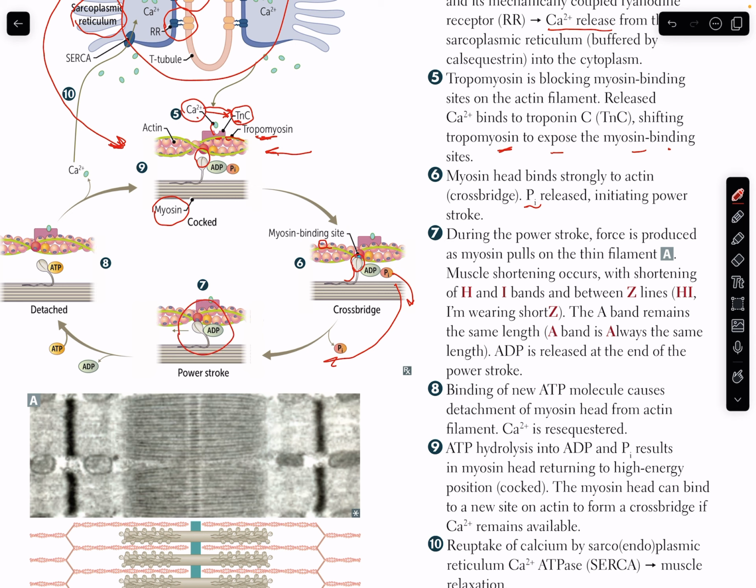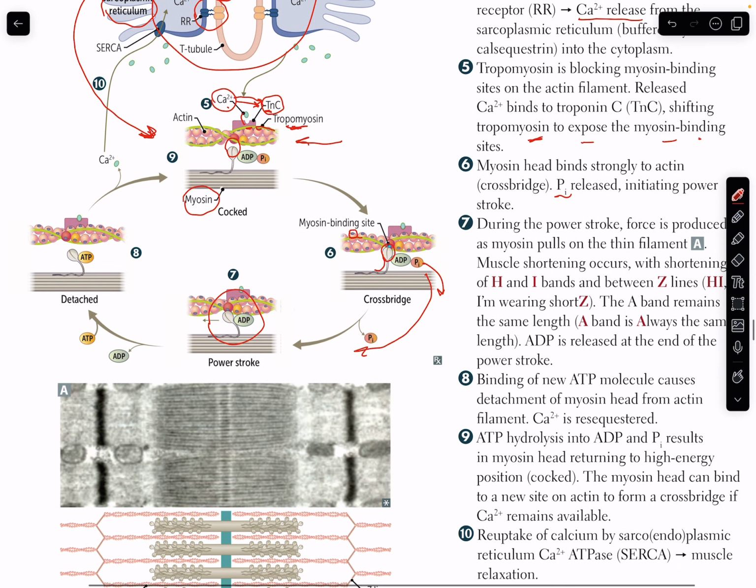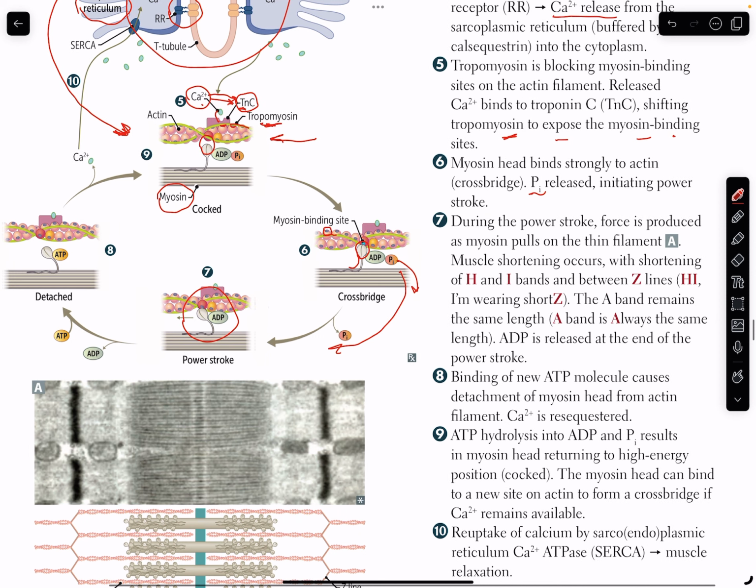During the power stroke, force is produced as myosin pulls on thin actin. Muscle shortening occurs with shortening of the H and I bands and the distance between Z lines. The A band remains the same length. The A band is always the same length.